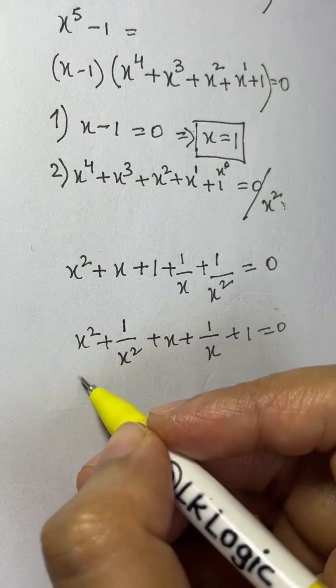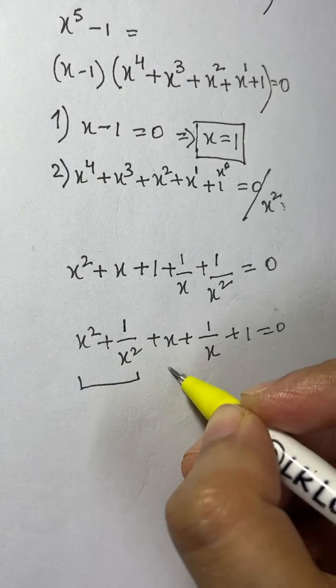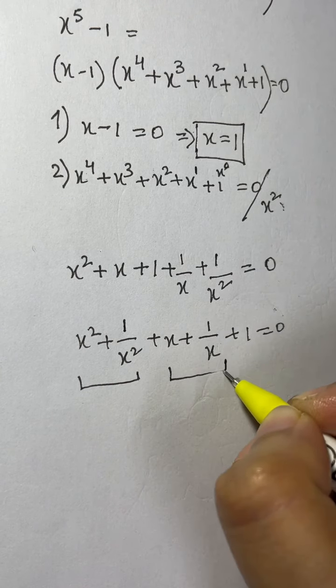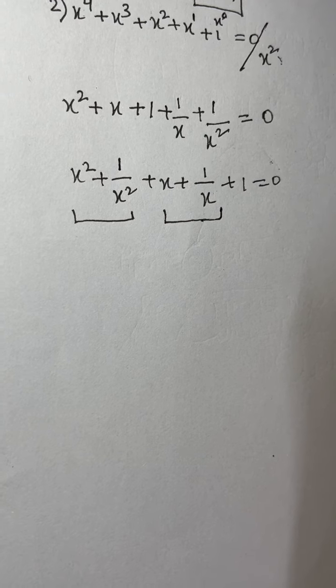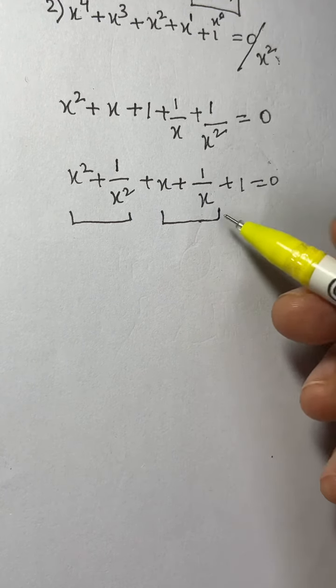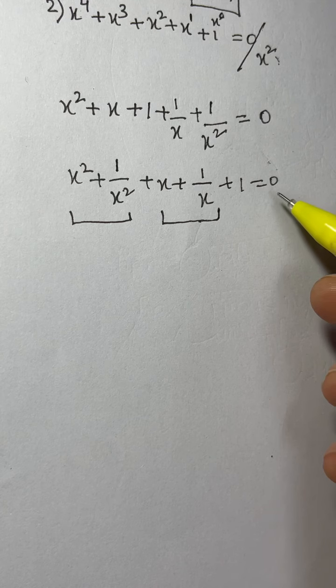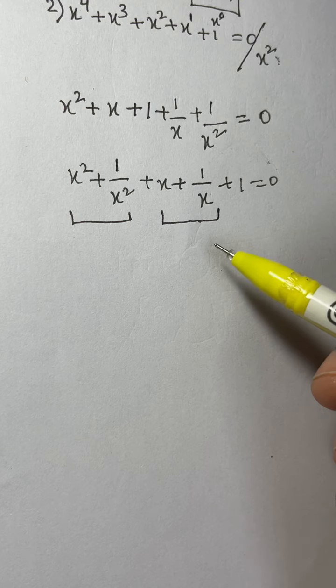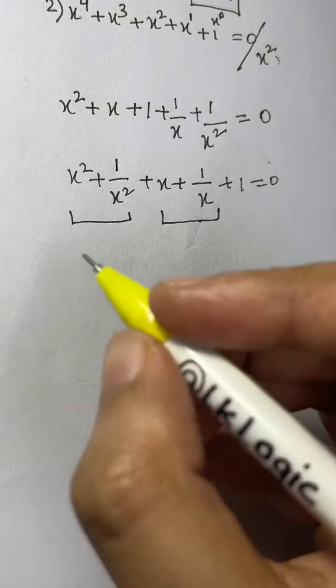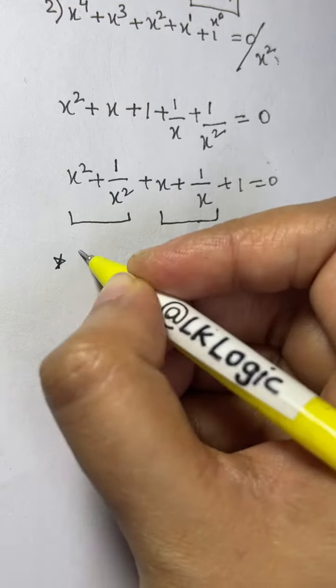Now, when you can see this term as well as this term, what do you find from both the terms? x squared plus 1 over x squared and x plus 1 over x. Is there any relation between them? Yes, there is. You have to remember the formula, the identity. It's very, very important.